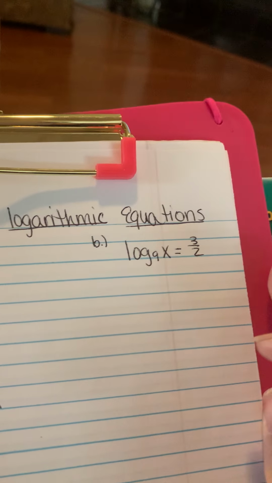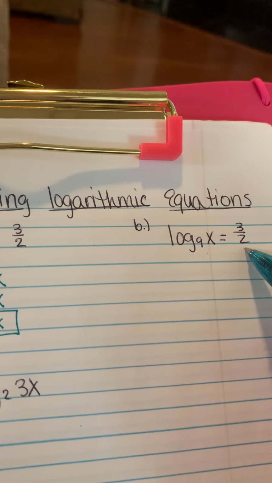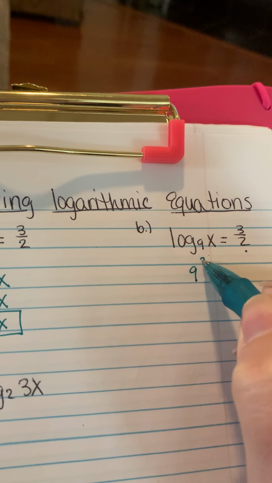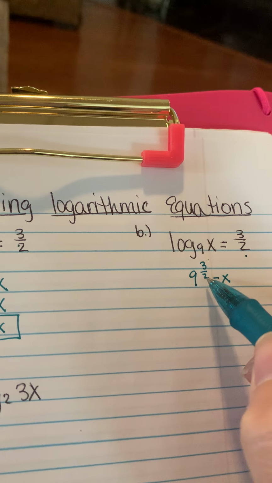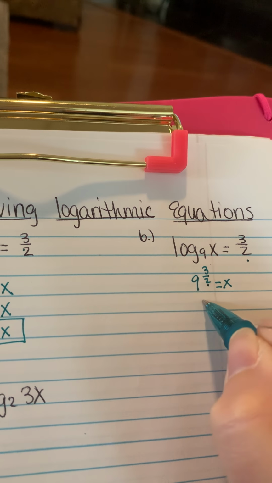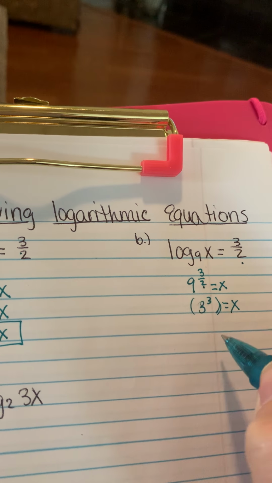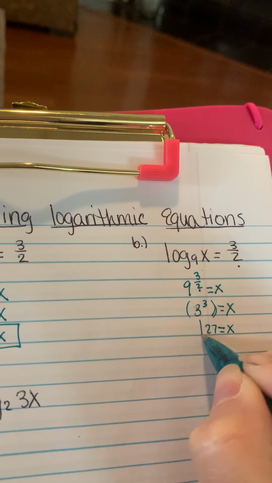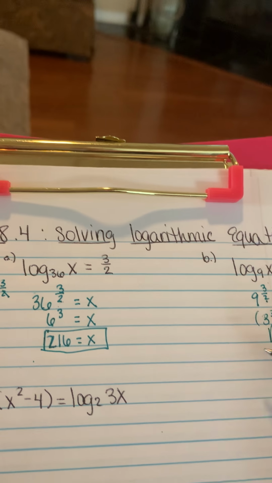All right, second equation. Log base 9 of x equals 3 over 2. What's my base? It's 9. What's my exponent? 3 over 2 equals x. Okay, what is the square root of 9? It is 3. And then I have 3 cubed, which equals x. So x equals 27. There's my answer. Okay, so that is one type of equation that we can work with logarithms.